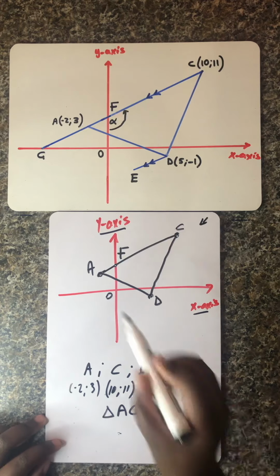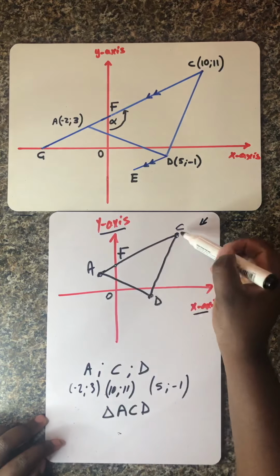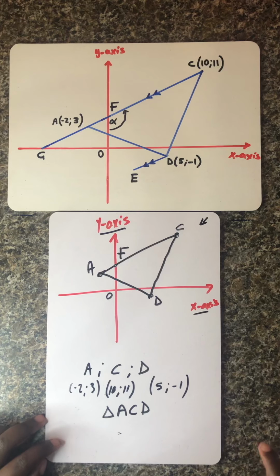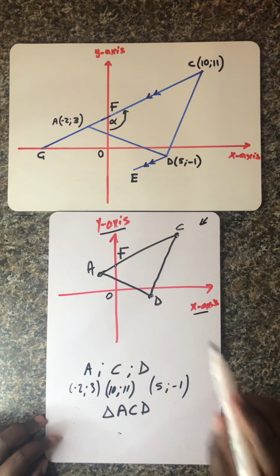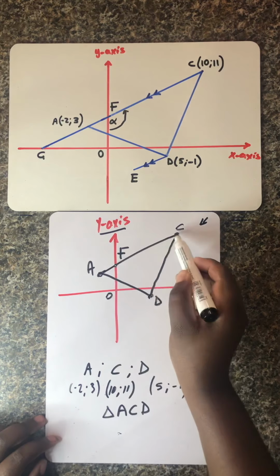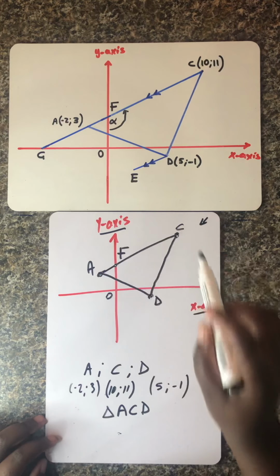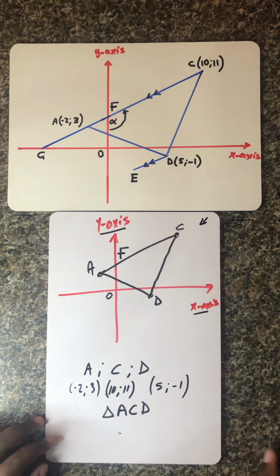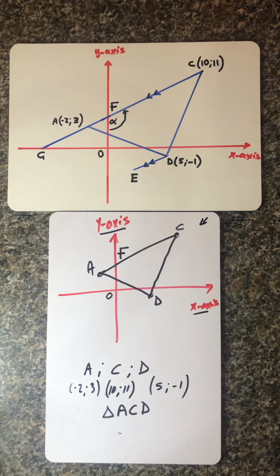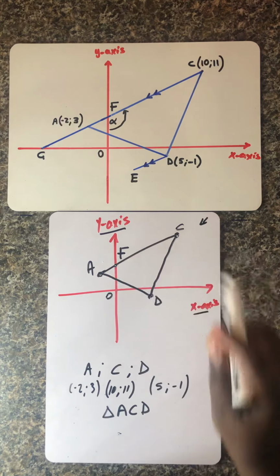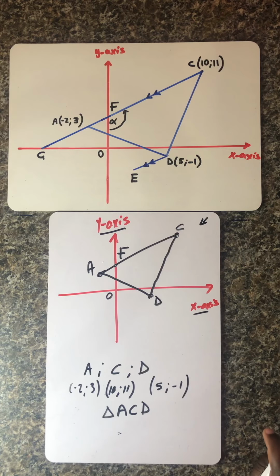So now that means A, F, and C are collinear. What is meant by collinear? That means A, F, and C are along the same straight line. You just need to know this information so that in future you remember that there's something called collinear points. Collinear points are the points which fall along the same line. Very much important, ladies and gentlemen.